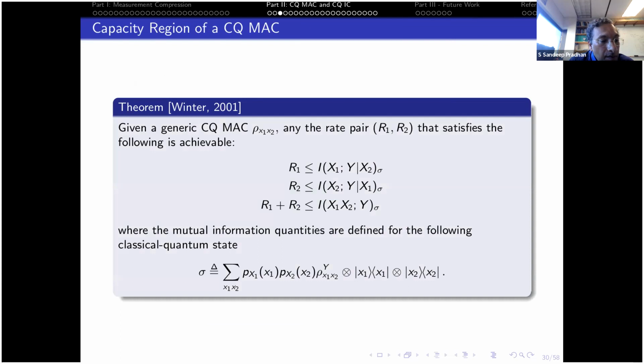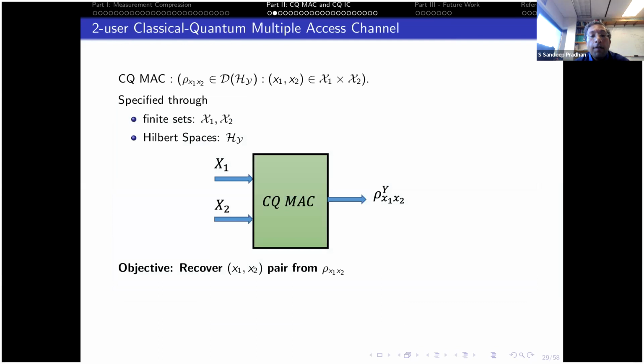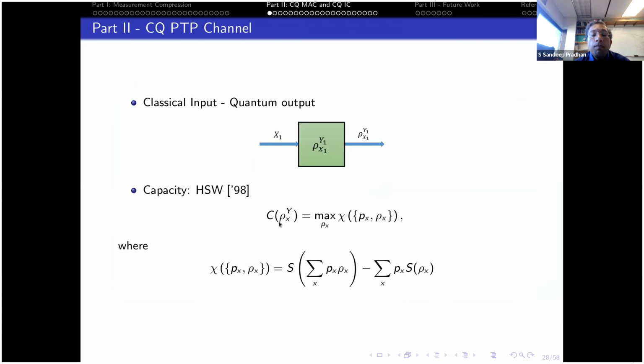So if you look at it, in the case of HSW, we have to maximize this Holevo quantity over the input distribution. It's a max of the Holevo quantity over the input distribution. What is the input distribution? That's the distribution on the input.